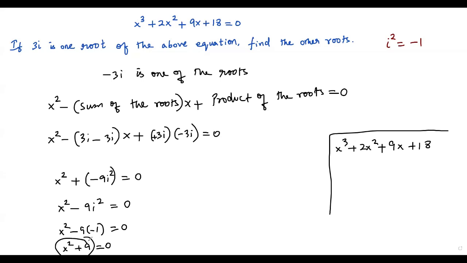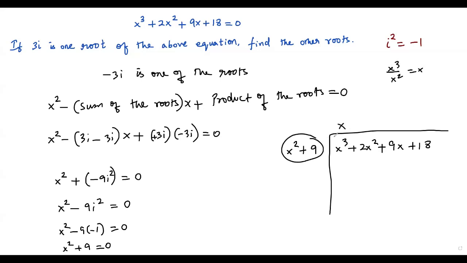So now we have to take this quadratic expression x squared plus 9 as a divisor. In long division, we always divide the first term of the dividend by the first term of the divisor. When I divide x cubed by x squared, I'm getting x. So now we have to write that x over here.